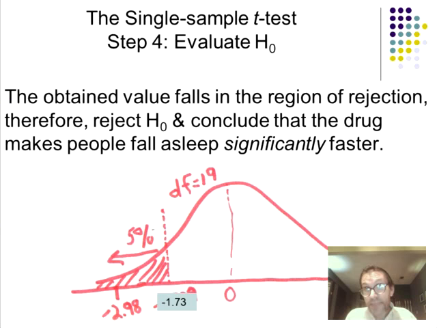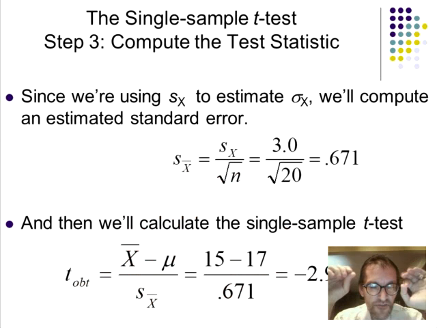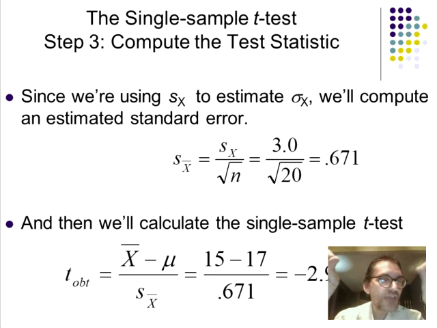Okay. So if I said the sample mean was 15 minutes to fall asleep with the drug with these 20 people, what's your best guess? If you could give that drug to every person in the world, what's your best guess of time to fall asleep? 15 minutes. Okay. It took 15 minutes. I guess 15 minutes.